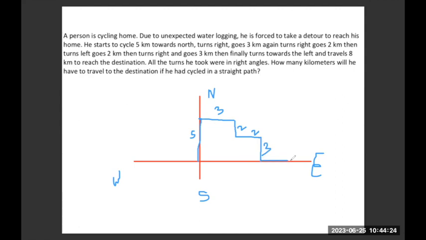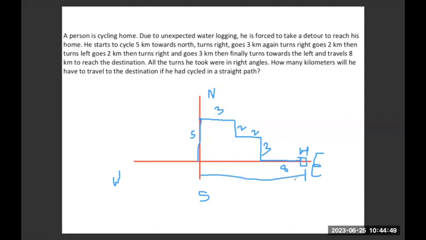From this, he travels 8 kilometers. Maybe I'm just saying this is his destination and this is 8 kilometers. How many kilometers will he have to travel to the destination if he had cycled in a straight path? Now he is taking a detour from here and then reaching his destination, which is his home. We have to find just this distance.